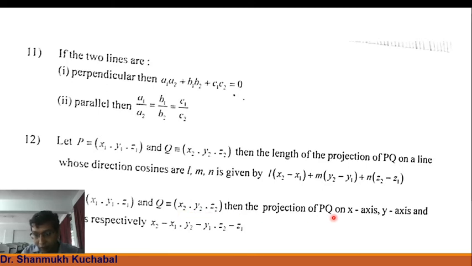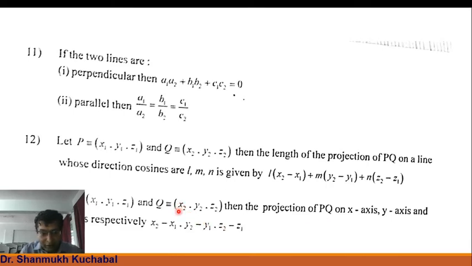Projection of PQ on the x-axis, y-axis, and z-axis is given by the difference between corresponding coordinates, that is PQ, final value minus initial value. Remember, I am continuously repeating this: when you want to find a difference in vectors or 3D geometry, you have to do final value minus initial value.